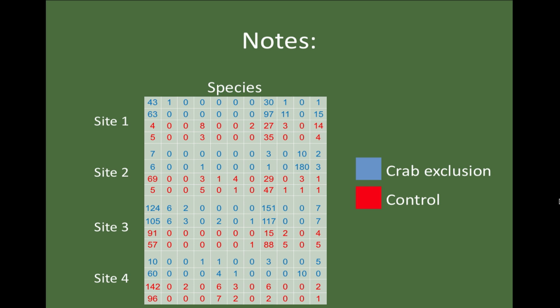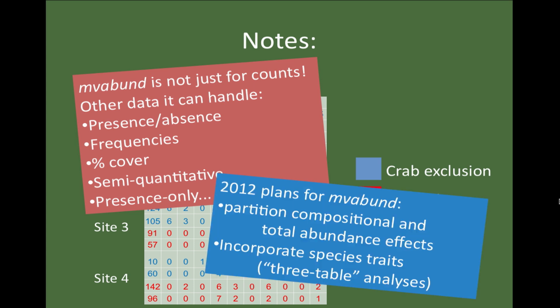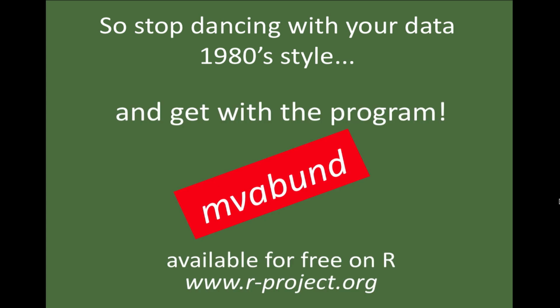A couple more things to know about this package. The example we used has count data, but it works for other stuff as well, not just counts. Pretty much any measure of abundance you've got, you can use this package for. And secondly, don't think of it as a static package. We're constantly working on it, and a couple of things we plan to do in 2012 are to incorporate compositional effects and species traits into analyses. So that's going to be lots of fun. So stop dancing with your data, 80s style people, and get with the program.